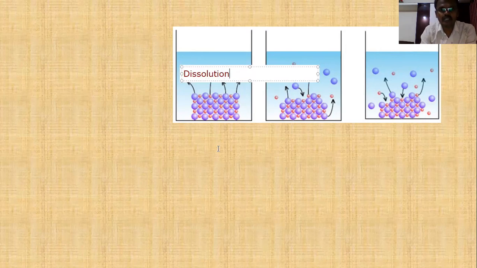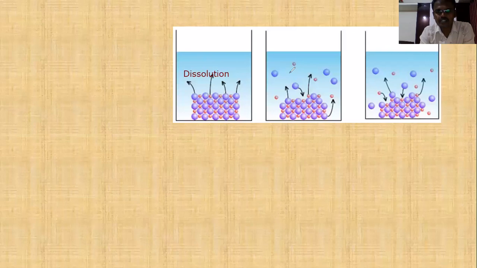What is that known as? Dissolution. So initially, the process of dissolution will be faster, or the rate of solute particles going into the solution will be more. But after some time, some of the solid particles will come back. Solid particles will come back and deposit as solid solute. You can see over here.